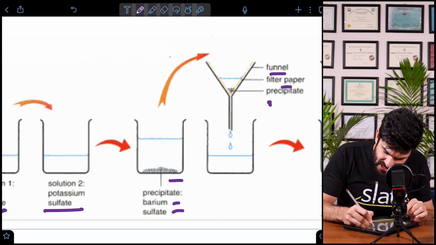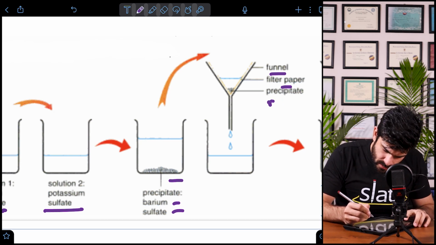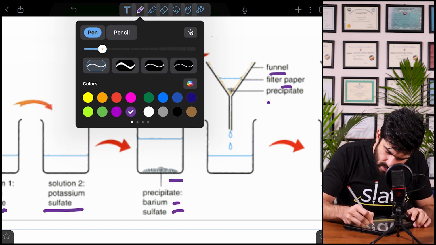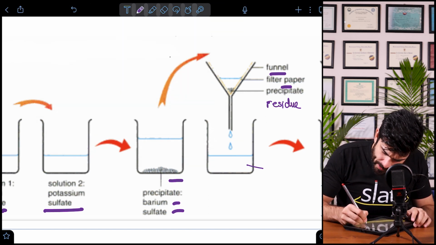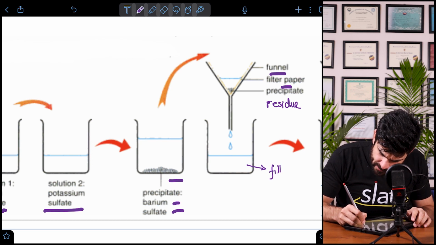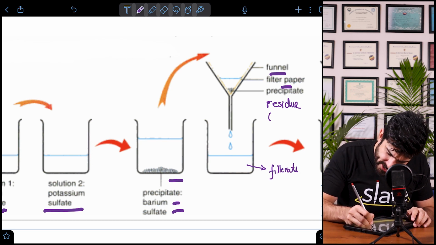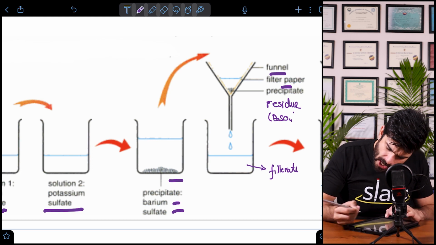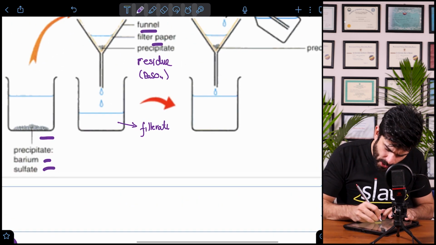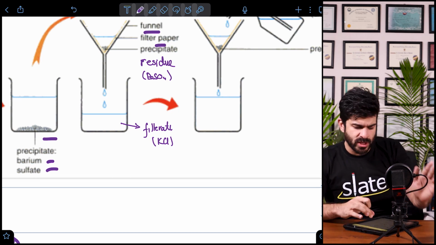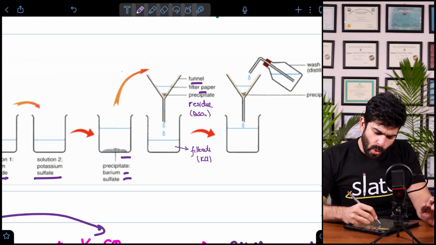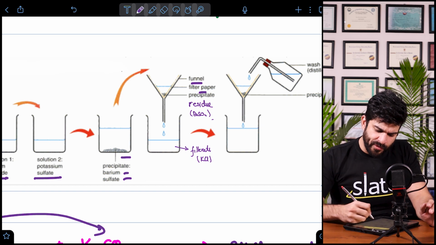The precipitate is left as residue, and this one coming down, filtrate. So residue is barium sulfate, filtrate is potassium chloride. We have nothing to do with potassium chloride, we are just focusing on barium sulfate. So barium sulfate is the residue, filtrate is there.